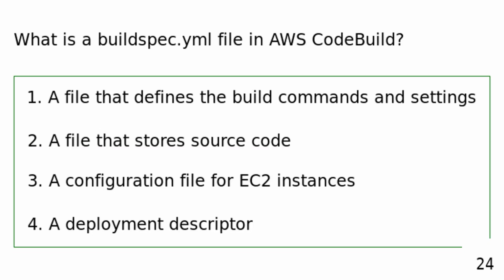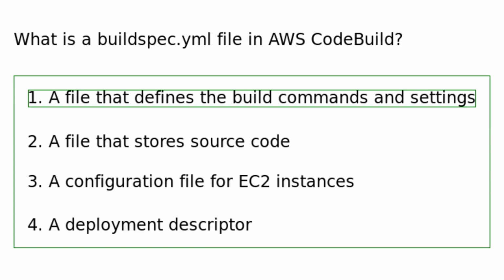What is a buildspec.yml file in AWS CodeBuild? A file that defines the build commands and settings. A file that stores source code. A configuration file for EC2 instances. A deployment descriptor. The buildspec.yml file is a YAML file that contains the commands and settings used by AWS CodeBuild to run a build.